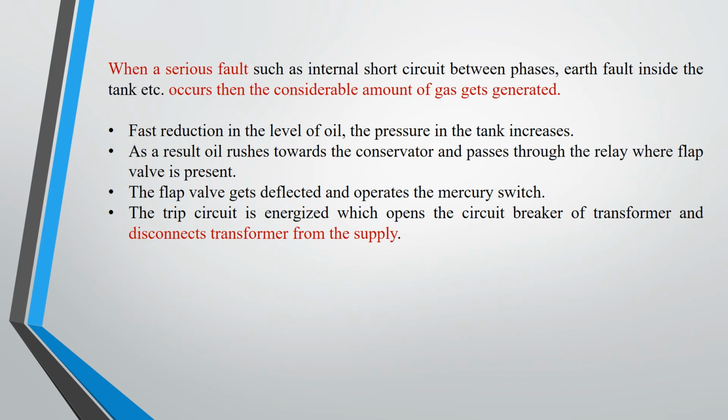When a serious fault, such as an internal short circuit between the phases or an earth fault inside the tank, occurs, the gases released or generated are of huge amount, which leads to a reduction in oil, plus they produce pressure in the tank, meaning that the pressure in the tank increases. Thus the oil rushes towards the conservator, and in this way the relay associated with the flap valve will get triggered, as the trip circuit will now get energized. This will open the circuit breaker of the transformer, and the transformer will finally be disconnected from the supply.